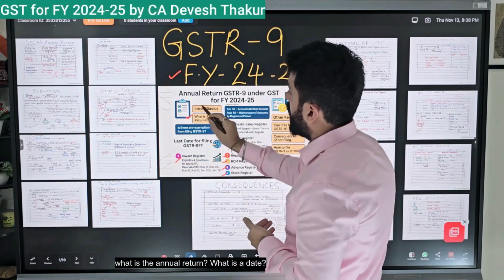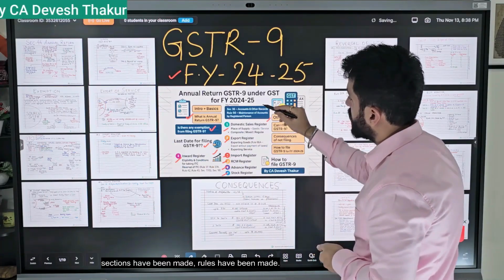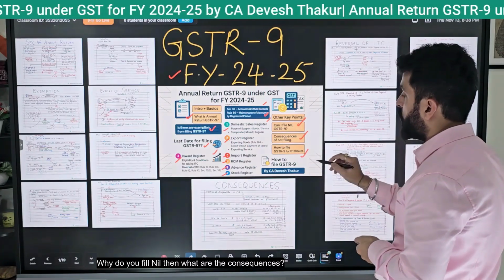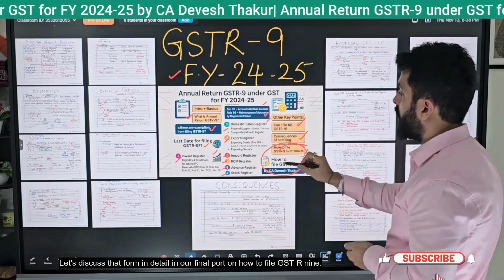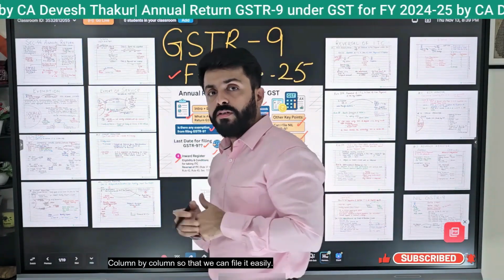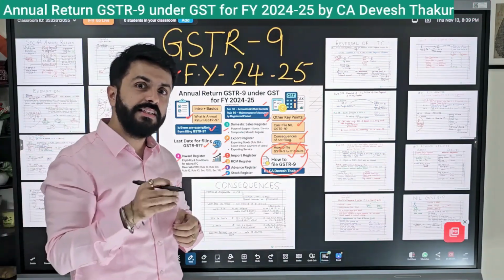What is the annual return? What is the date? All these provisions, sections and rules have been covered. Why do you file nil, and what are the consequences? Let's discuss that in detail in our final part on how to file GSTR-9, column by column, so that we can file it easily for the financial year.